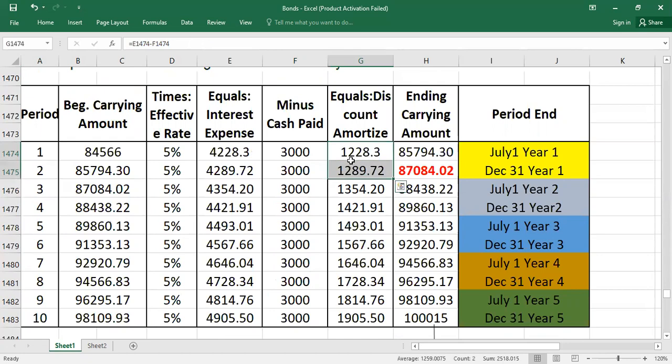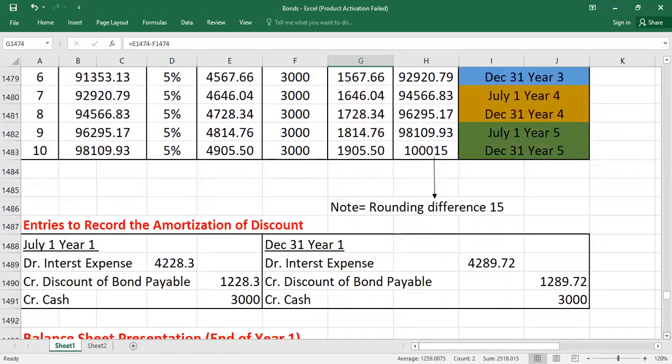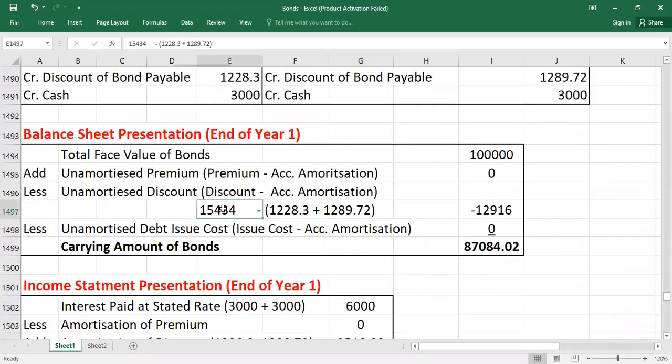Just make the summation of these two. This will give you the total amount of accumulated amortization in year 1. So what we will do here, simply, we have the total value of discount minus the accumulated amortization of 2 periods. So you will get the unamortized discount. If I take face value less the unamortized value of discount, I'm assuming there is no premium and no debt issue cost, so you will get the carrying value.